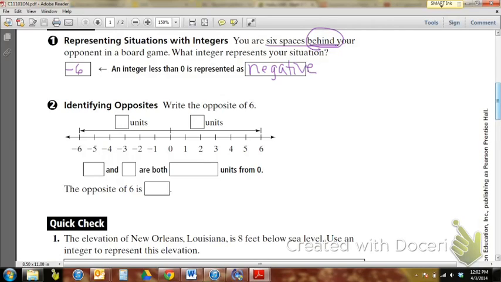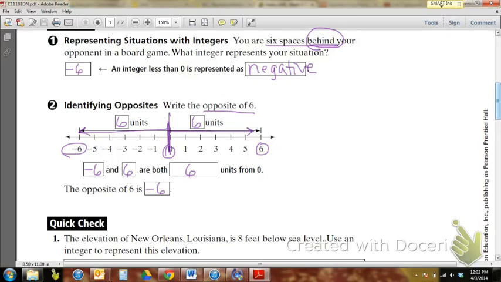So now we have to name the opposite of 6. Well, here's 0, right in the middle. And here's 6. 6 is 6 units away from 0, and its opposite is going to be the same distance away. So 6 units on the other side is negative 6. So negative 6 and 6 are both 6 units from 0. So the opposite of positive 6 is negative 6.